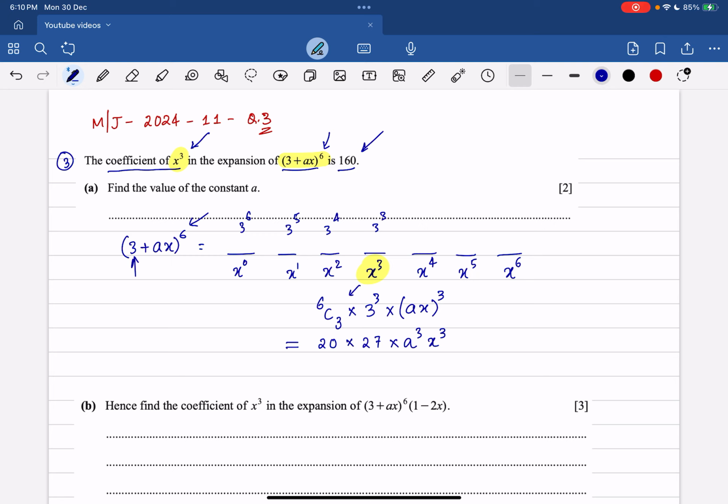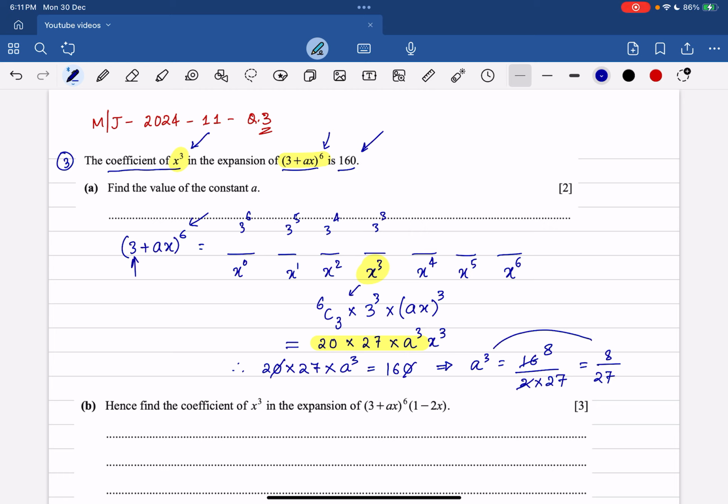Coefficient of x cube in the expansion of this is this much. We already know that the coefficient, don't you think coefficient is all of this except the x cube? So that should be equal to how much? 160. So I'm going to write it that way, and I'm going to find out the value of a. So this gives me 20 times 27 times a cube equals 160. So let me cancel out the zeros from here. That gives me a cube equals 16 over 2 times 27. So 2 8s. Okay, so that's 8 over 27.